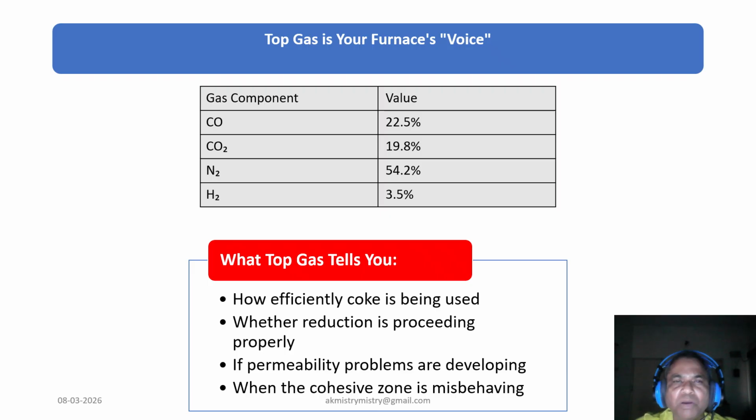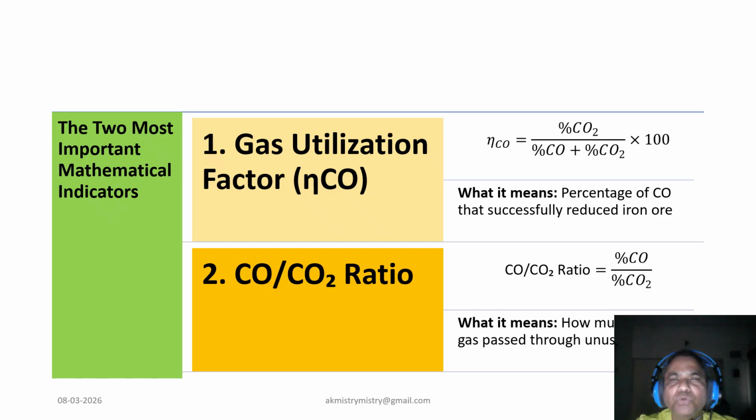So, how do we start decoding these messages? We use a couple of simple but incredibly powerful mathematical ratios. Think of them as the furnace's vital signs, we can say. The first and most important is the gas utilization factor, or eta CO.